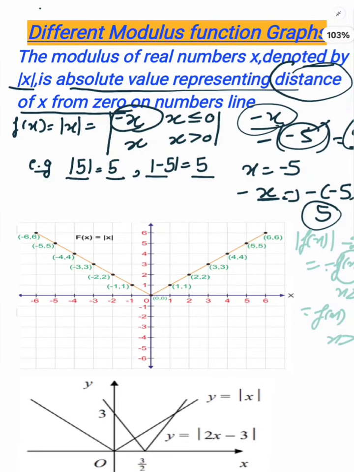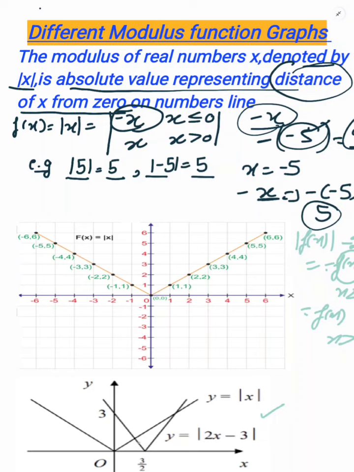For example, we have shown a graph of f(x) equal to mod of x, and we have 0 here, and we have represented the always positive value of y for every positive as well as negative value of x. We have another type of graph here.